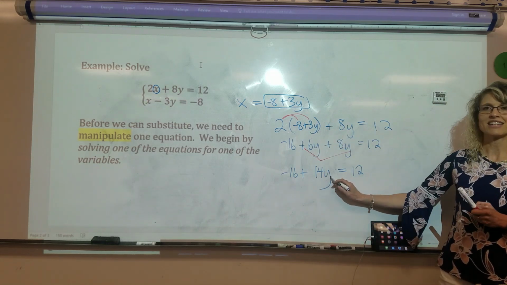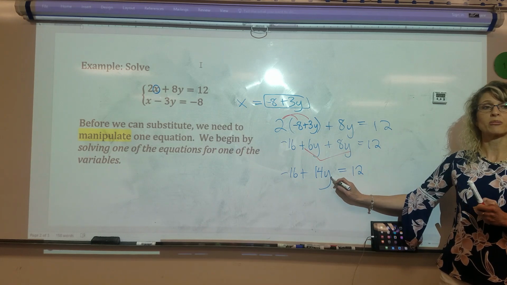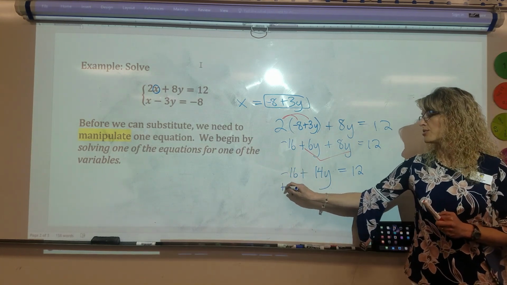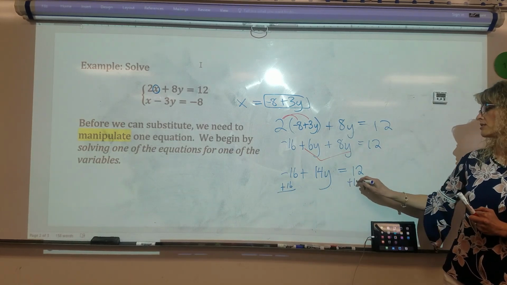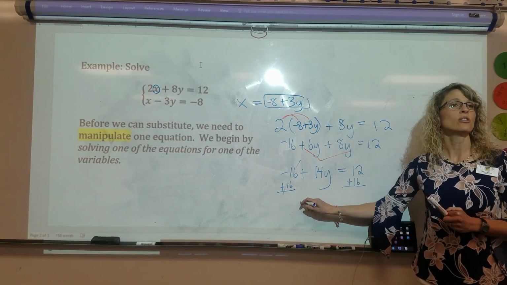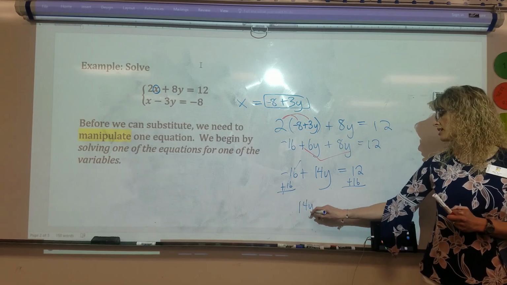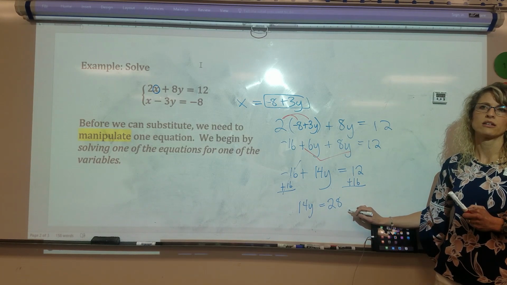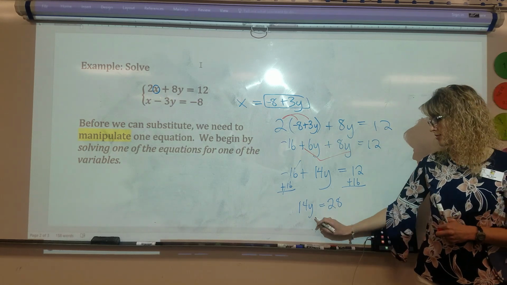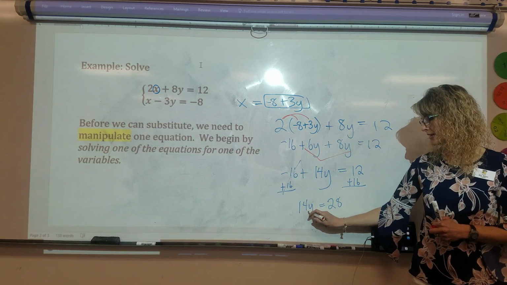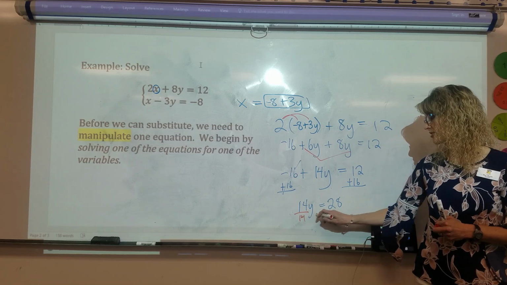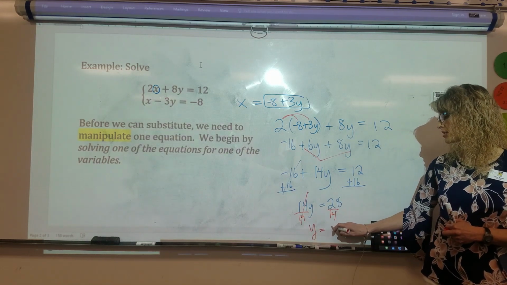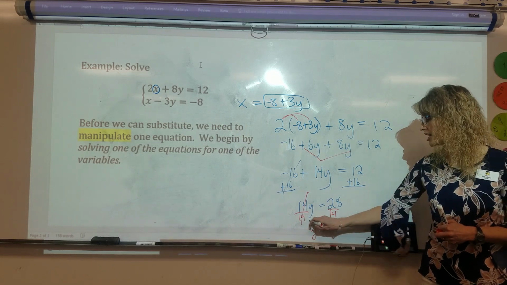Then I have to isolate y. So I peel back my onion layer, one peel at a time. I start with my outermost peel, using inverse operations. They cancel, and I'm left with 14y equals 28. What do I do next? AJ? Divide 14 on both sides. Divide by 14, excellent. What does that give me, AJ? y equals 2. Very good.